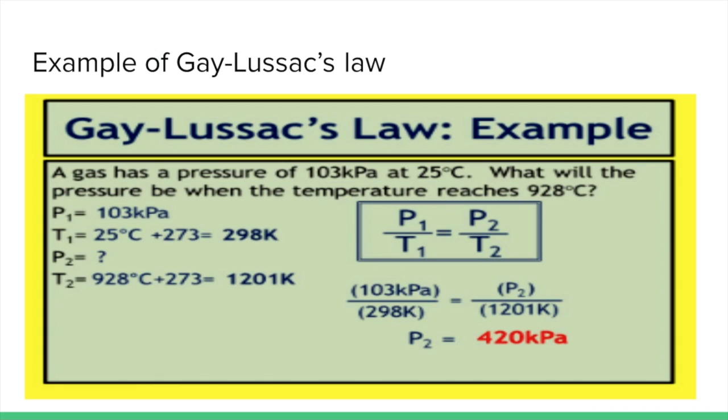Well, we know that the pressure is 103, and we know that the temperature is 25, but you have to add 273 and you get 298 Kelvin. And we're looking for the pressure, and we know that the temperature is 928 Celsius plus 273, which is 1201 Kelvin. So what we do is multiply 103 and 1201 and divide by 298, and we end up with 421 being the pressure.